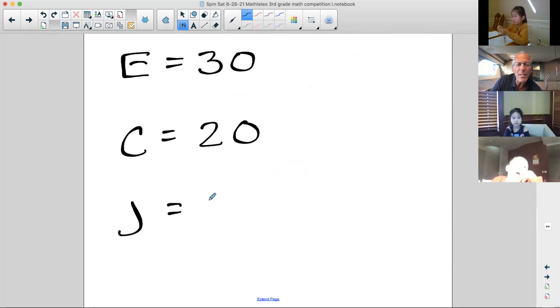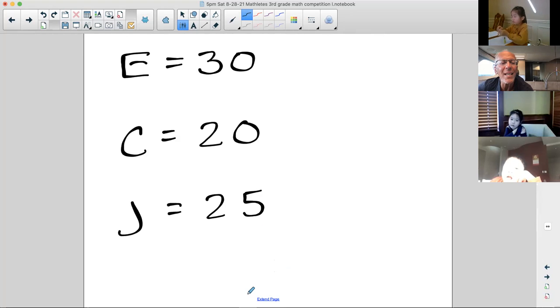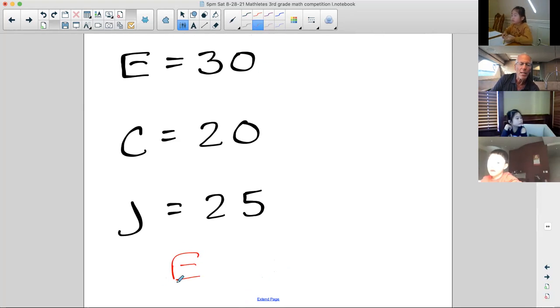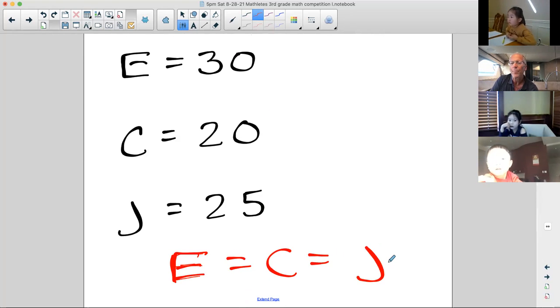Now, what if I told you that Eleanor has 30 points and Catherine has 20 points and Jason has 25 points? The question is, how many points would Eleanor have to give away and to whom in order for everybody to have the same number of points? That way E would equal C, which would equal J.